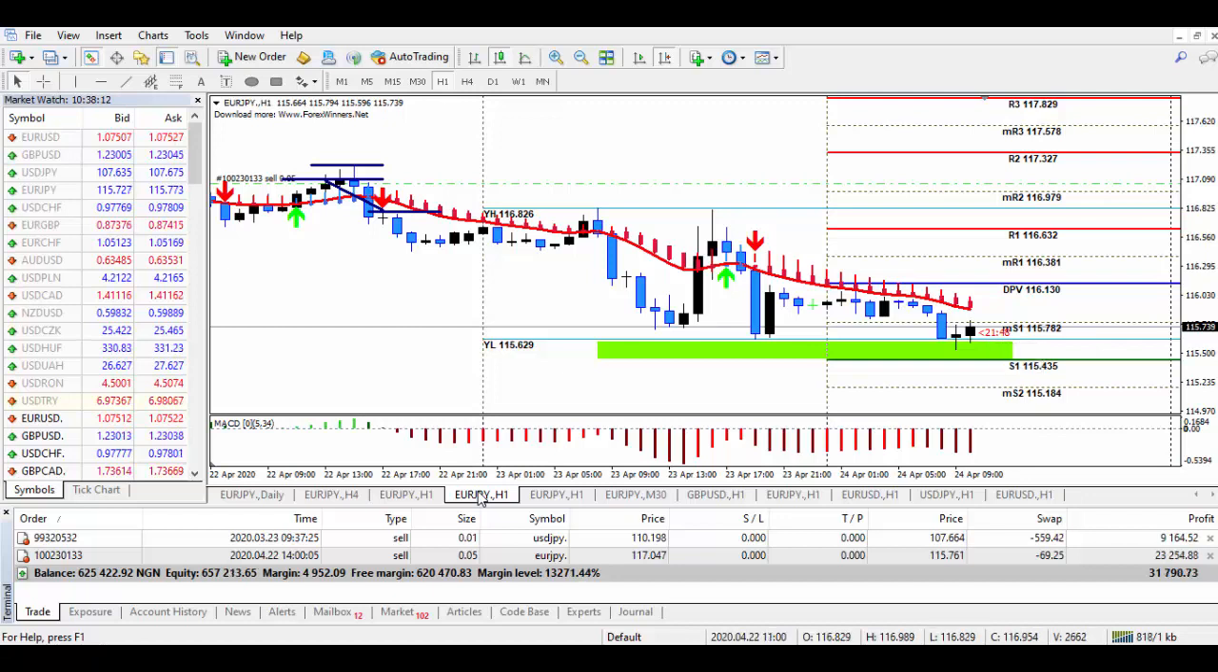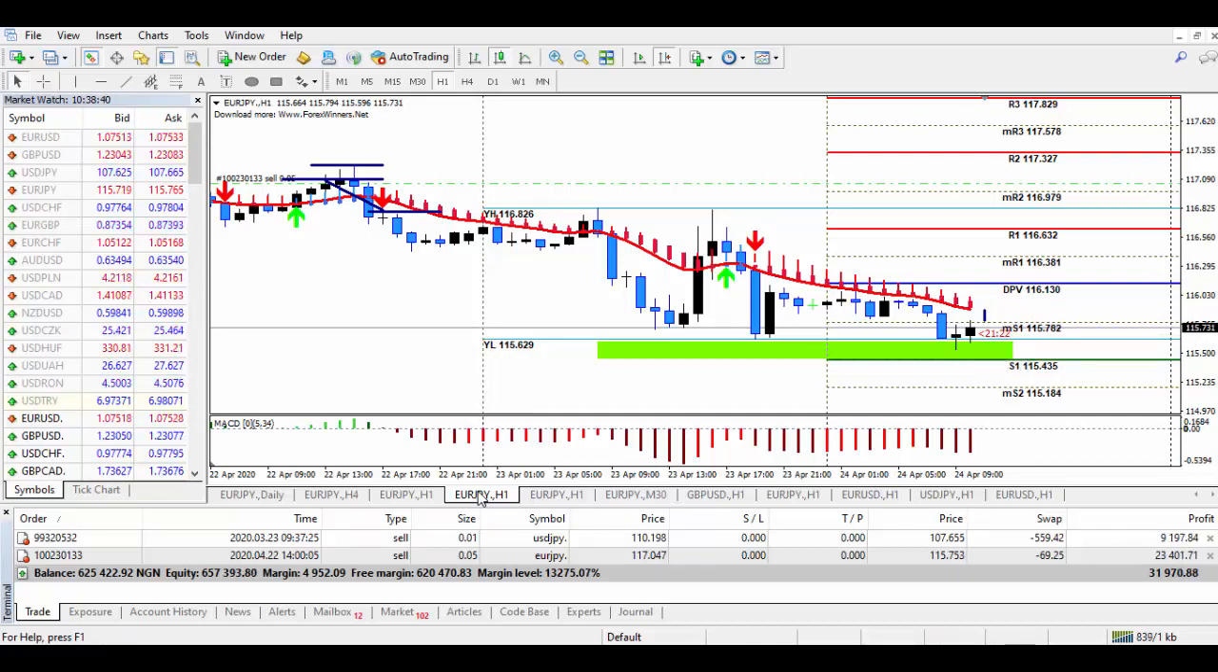Okay, so if it bounces off this level and shows you a bullish candle that just forms above this resistance, now that shows it has broken this small resistance, so you can scalp it and take some profit towards the DPV.